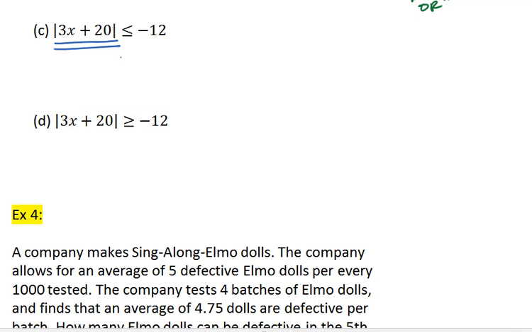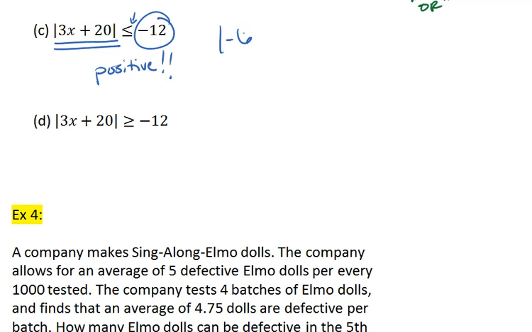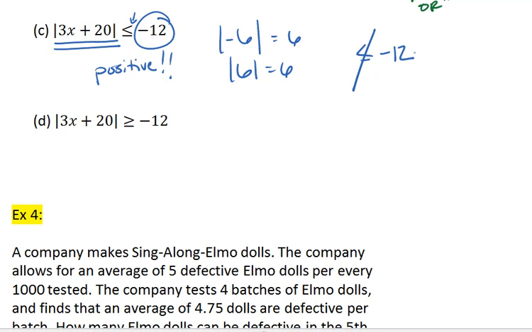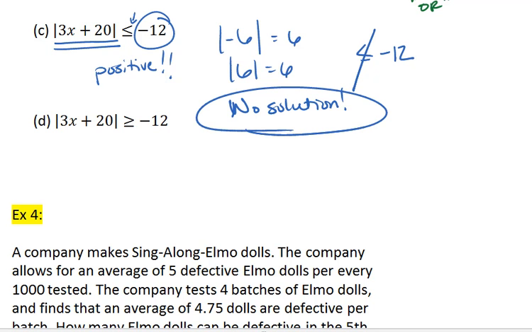Absolute values are always positive. So is it possible to take the absolute value of a number and have that number be less than or equal to -12? Hopefully you realize it's not, because no matter what our number is inside the absolute value, it will always be a positive number, and therefore it cannot be less than or equal to -12. So for part C, we have no solution. You can also represent this with an empty pair of brackets that indicates there are no possible solutions to put within that bracket set.